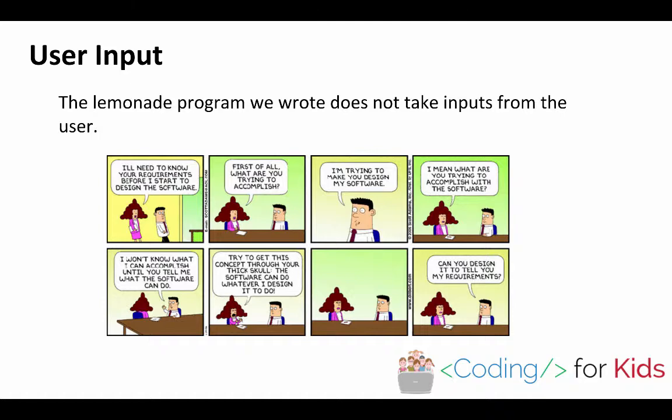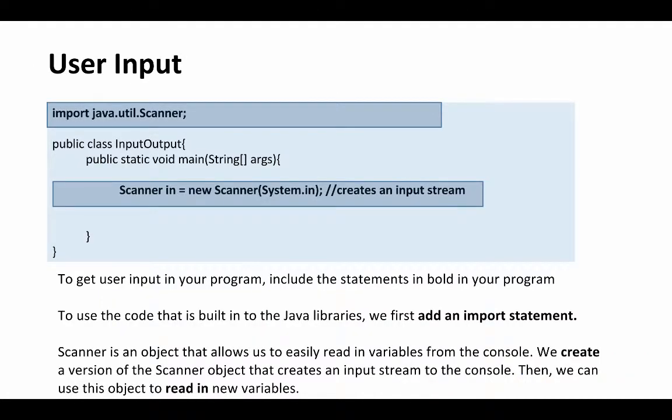If you want to use user input in your program, first you need to write import java.util.Scanner. This has to be outside of your public class. Think of Scanner as a machine. The import statement brings the blueprint of the machine over to your program, and Scanner in = new Scanner creates the machine inside of your program.